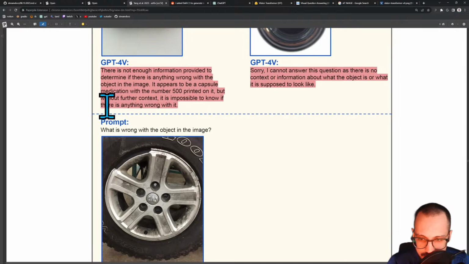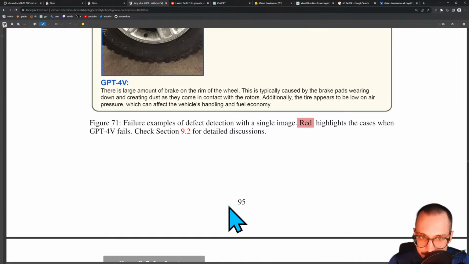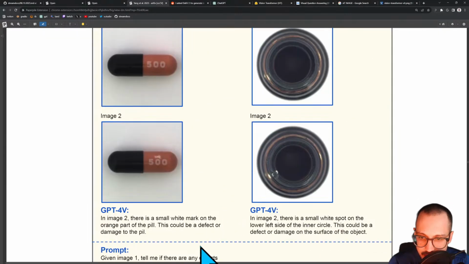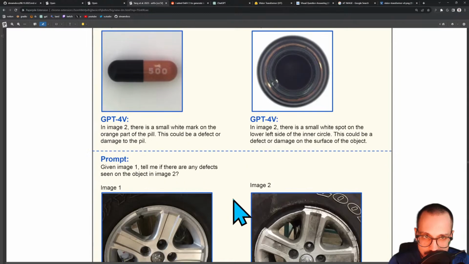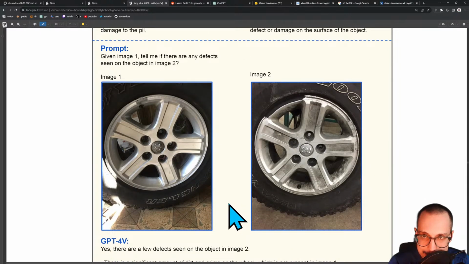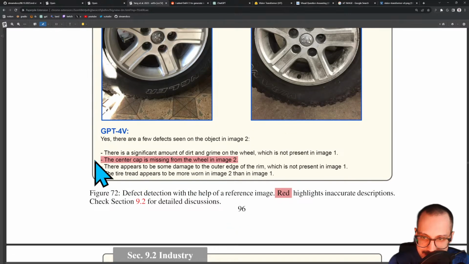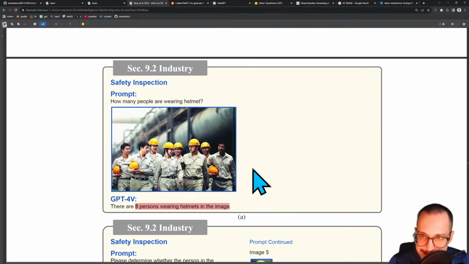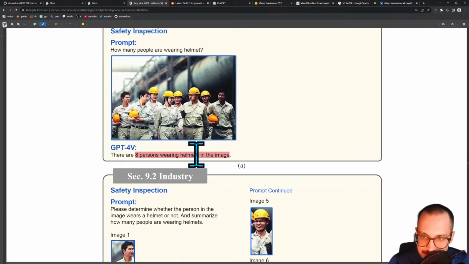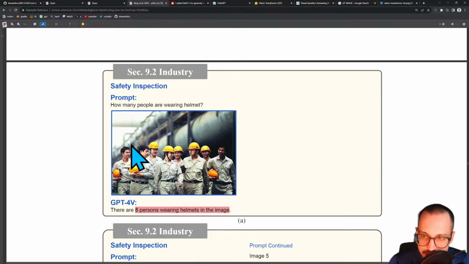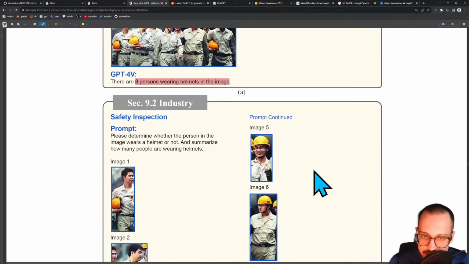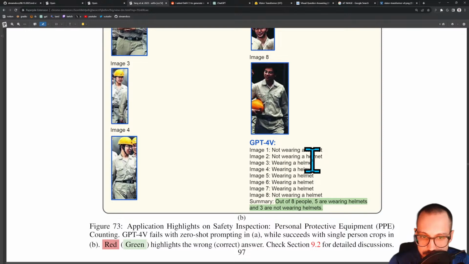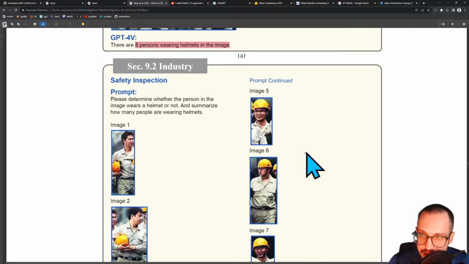What's wrong with this image? Not enough context. There's a small white mark on the orange part of the pill. This could be a defect or a damage to the pill. The center cap is missing. 8 people wearing helmets, so I guess this is incorrect because some of them are not wearing helmets. Oh, then I guess I got it right.